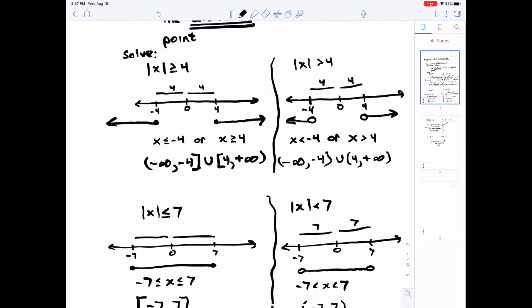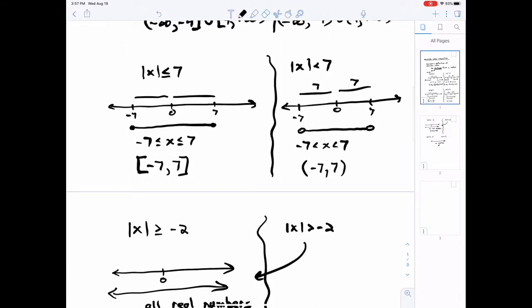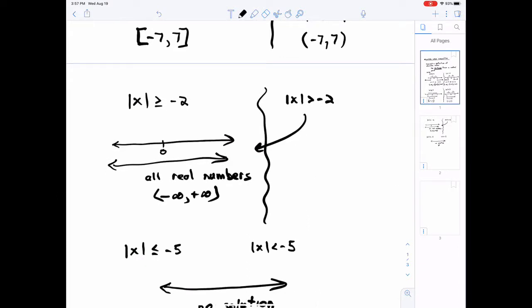You can plug in to this inequality on the very first one up here, any number from -infinity to -4 and 4 to +infinity, and it'll make the statement true. On the second one, the distance is less than or equal to 7. You can plug in any number from -7 to 7, and it'll make that statement true. The next one, the distance is greater than or equal to -2. You can plug in any number, it'll make it true. Plug in 5, it makes it true. 20, 13.76498. It doesn't matter what number you plug in, that's always a true statement. That's why all real numbers make it true.